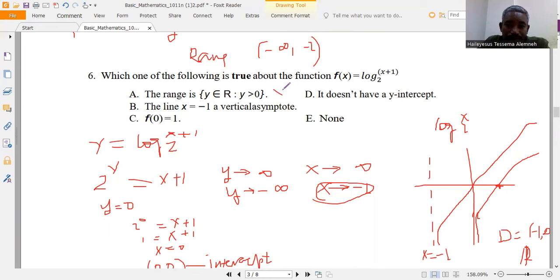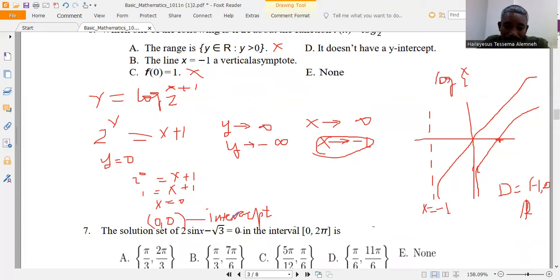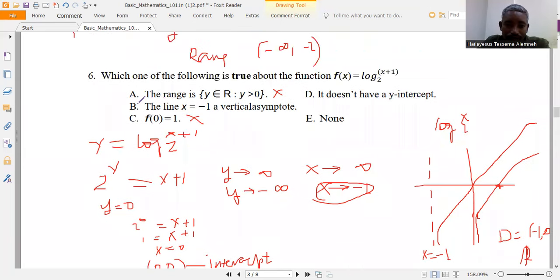Which one is true? The line x is equal to -1 is the vertical asymptote. f of 0 is 1, which is false, and it does not have a y-intercept. That is false, because it has a y-intercept: (0, 0) is both the x and y-intercept. So the true statement is that the line x is equal to -1 is the vertical asymptote.